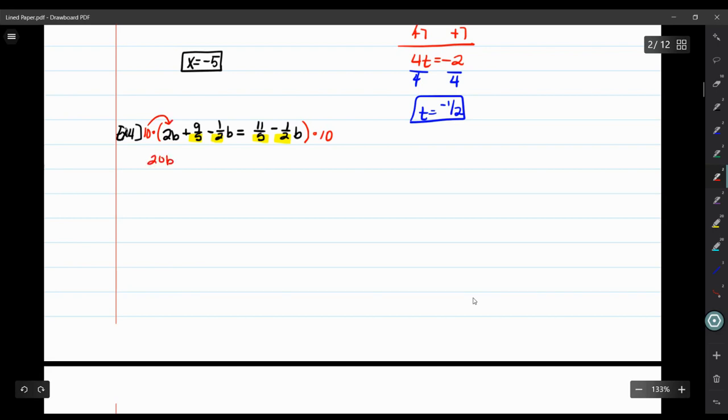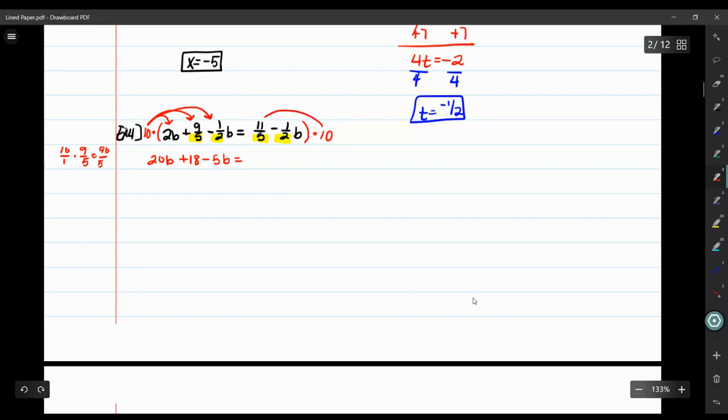10 times 2 makes 20b. Now 10 times 9/5. I'll do that over here on the right. 10 over 1 times 9 over 5. That's going to equal 90 over 5, which we know is 18. And there, got rid of the fraction. So now 10 times negative 1/2, well, half of 10 is negative 5b, another fraction gone.